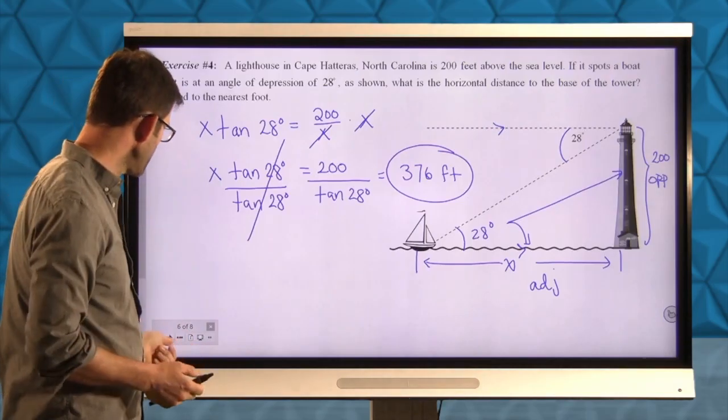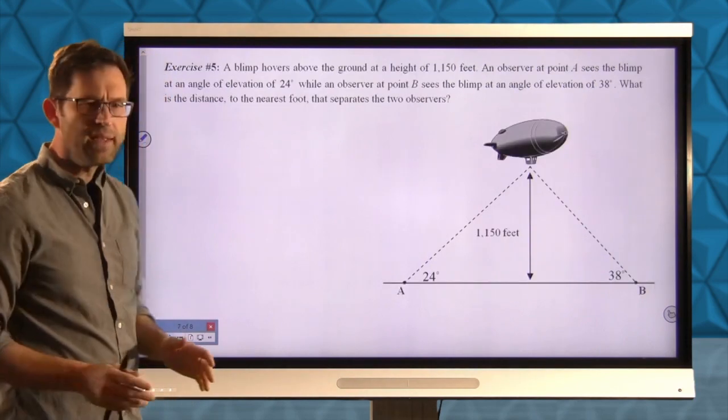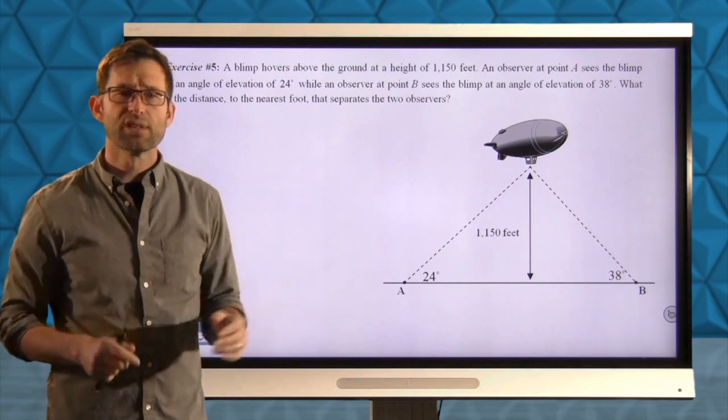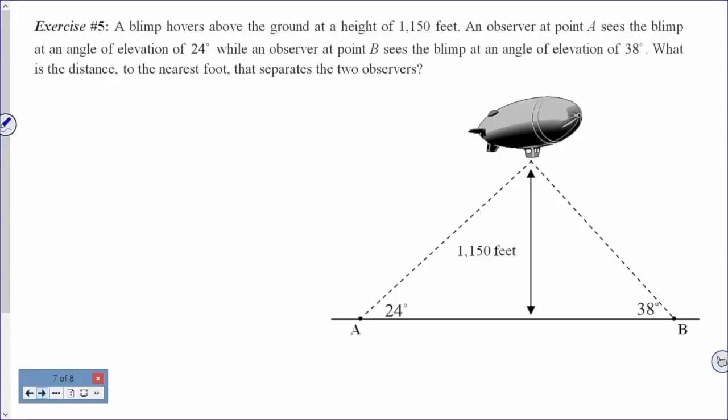Okay, let's do it. Now the last problem is a little bit more complicated, and we'll talk about why in a moment. But first let's read through the problem. A blimp hovers above the ground at a height of 1,150 feet. An observer at point A sees the blimp at an angle of elevation of 24 degrees, while an observer at point B sees the blimp at an angle of elevation of 38 degrees. What is the distance, to the nearest foot, that separates the two observers?